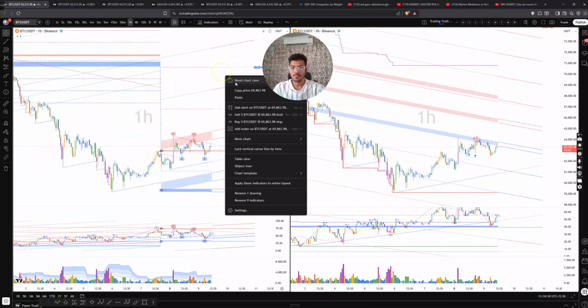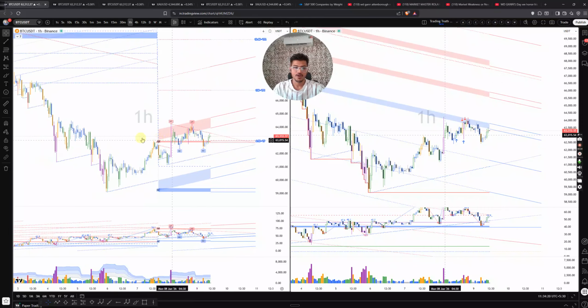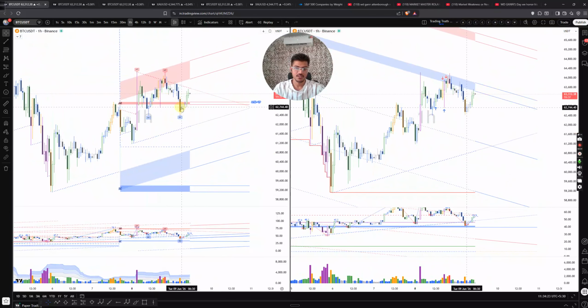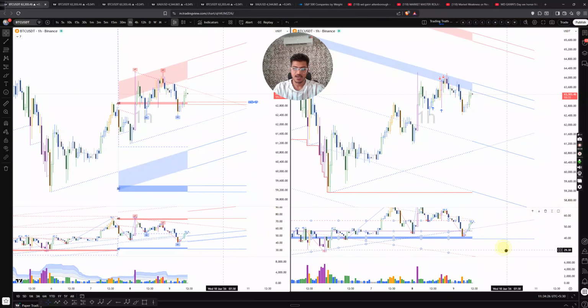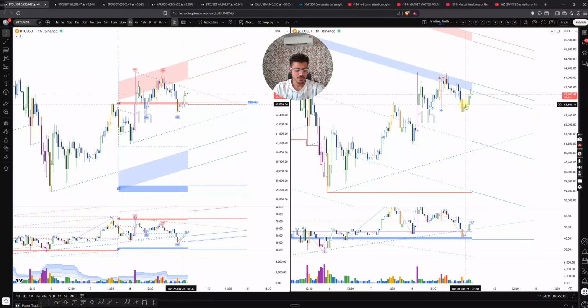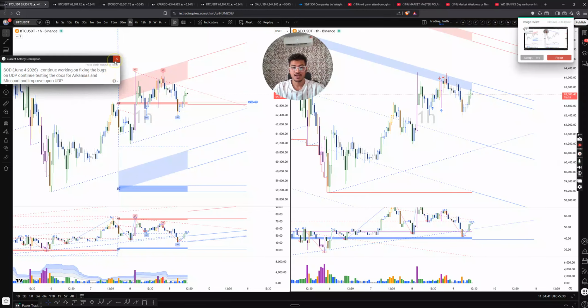1 hour. In 1 hour, you see, there was this support level here that you can see in RSI. You see, boom. And in 1 hour, this move doesn't seem like much, but see, this was a 1.5% move.